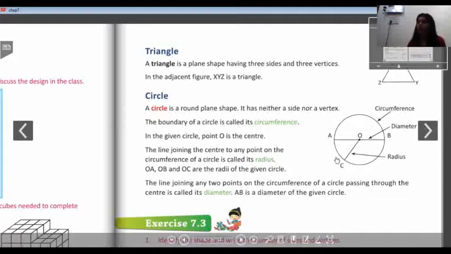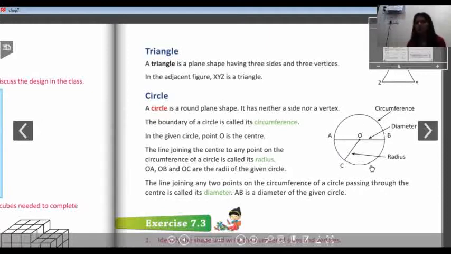Now, what do we mean by diameter? It is a line joining any two points on the circumference of a circle. Can you see here this line which is passing through the center O? So this AB is known as the diameter of the given circle.